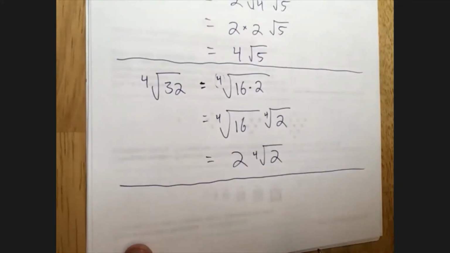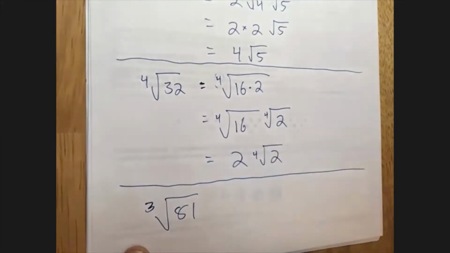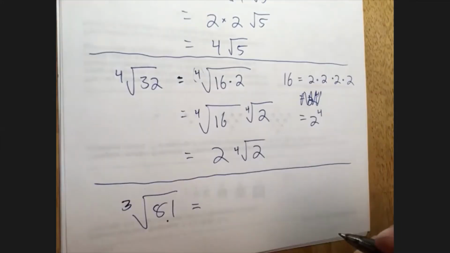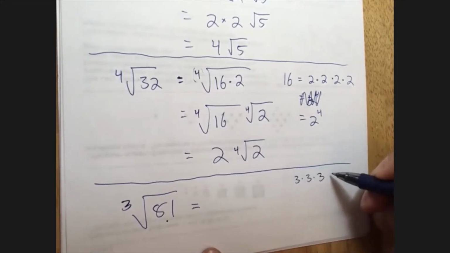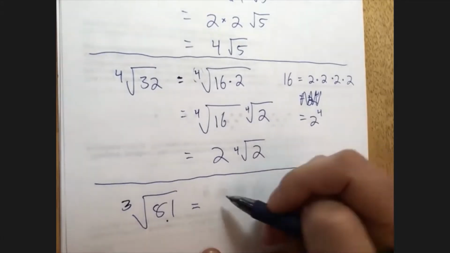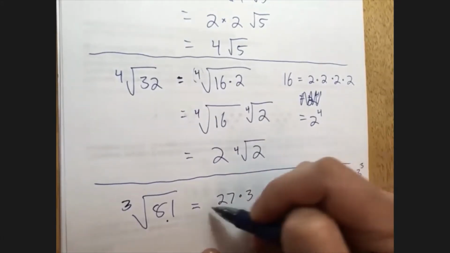So let's just do one more. Let's do the cube root of 81. So now I want to find the largest factor of 81 that is a perfect cube, right? So something raised to the third power. Well, 27 is a perfect cube, and it's a factor of 81, right? 3 times 3 times 3 is 27. So 27 is 3 cubed. So it's a perfect cube. So let's factor that out. In fact, 81 is 27 times 3.